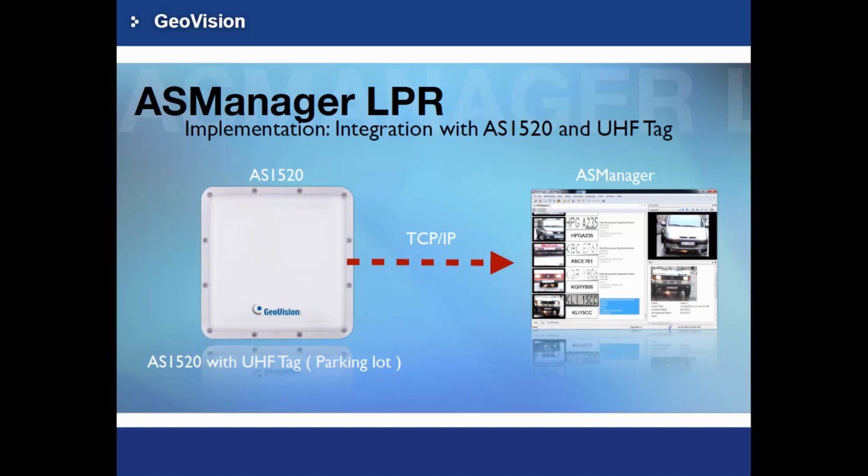If you do not want to do a LPR, here is a AS1520, which is a controller. It uses the RFID to detect the UHF tag, so driver does not need to open window to strike the car through. You just stick the UHF tag on the car, then it can be automatically trigger the AS1520, then open the barrier.